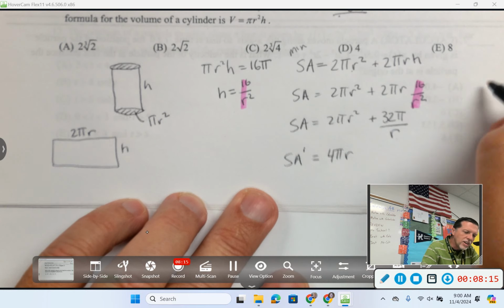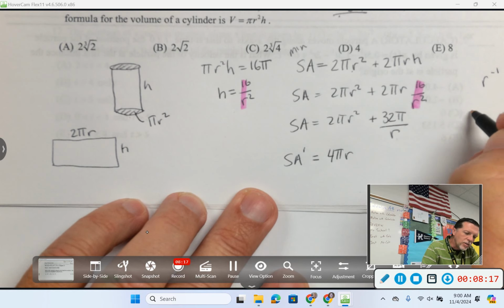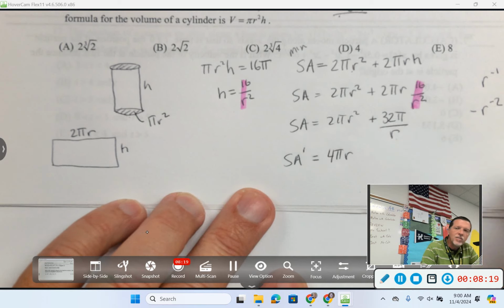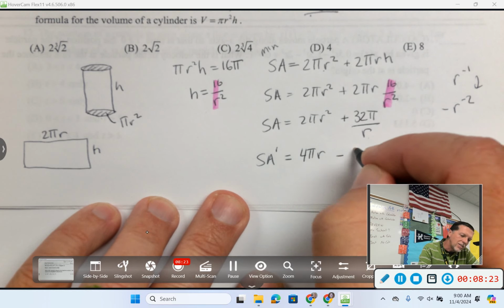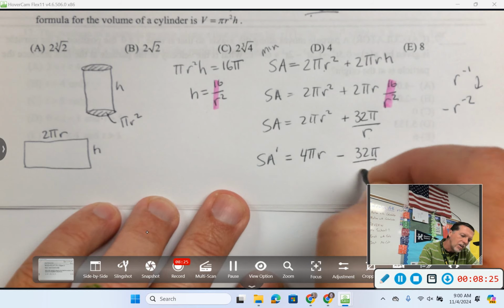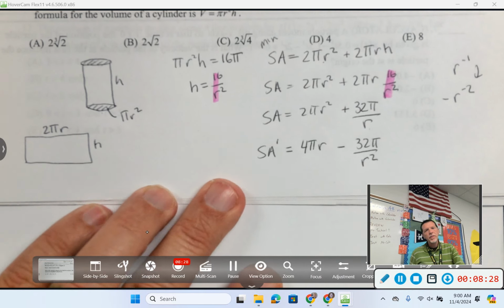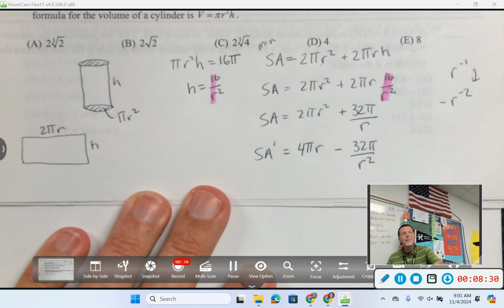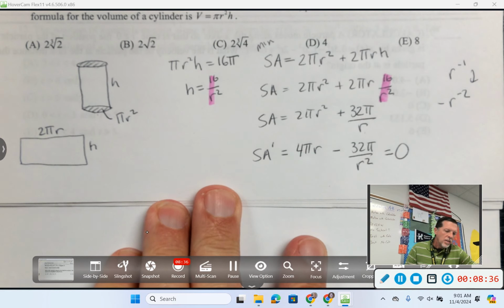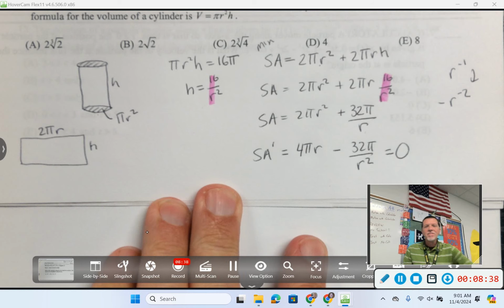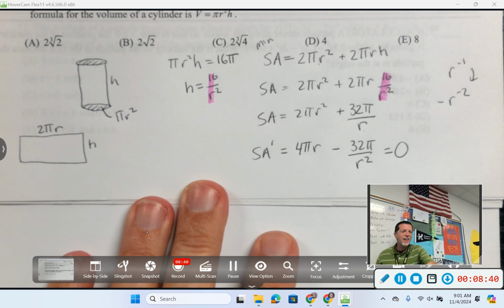I have r to the negative 1. So that derivative would be negative r to the negative 2. So this would be minus 32 pi over r squared. Yeah, you've got to know your derivatives well enough to keep the process rolling, or else you get stuck. Too fast?